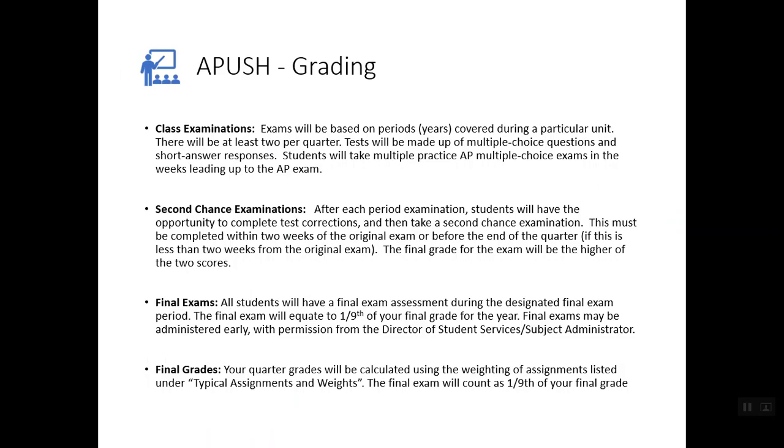So, for example, with the grading, class examinations, exams will be based on periods, years covered in a particular unit. So, era 1 and 2 is 1400 to 1750. It's really exploration and colonization. That will be their first exam. There are at least 2 per quarter. So first quarter has era 1 and 2 and era 3.